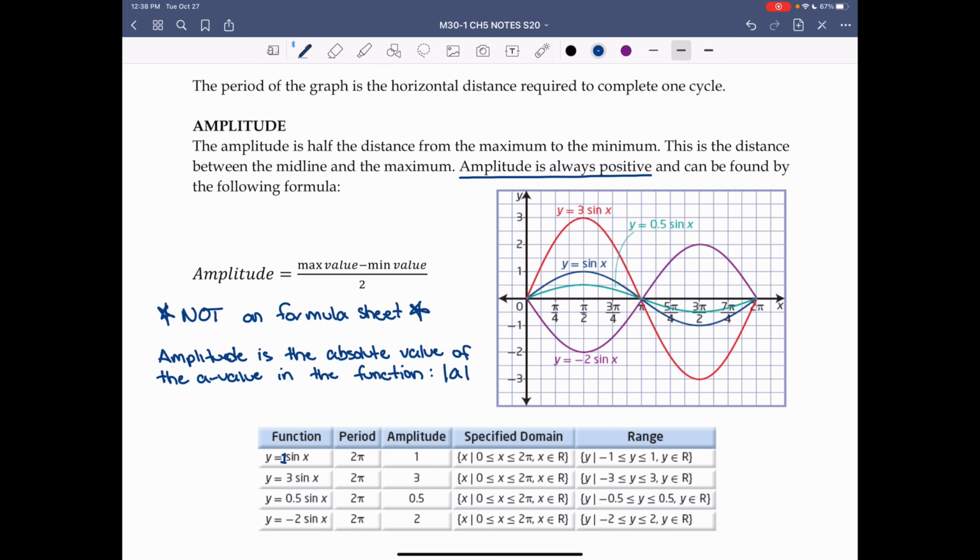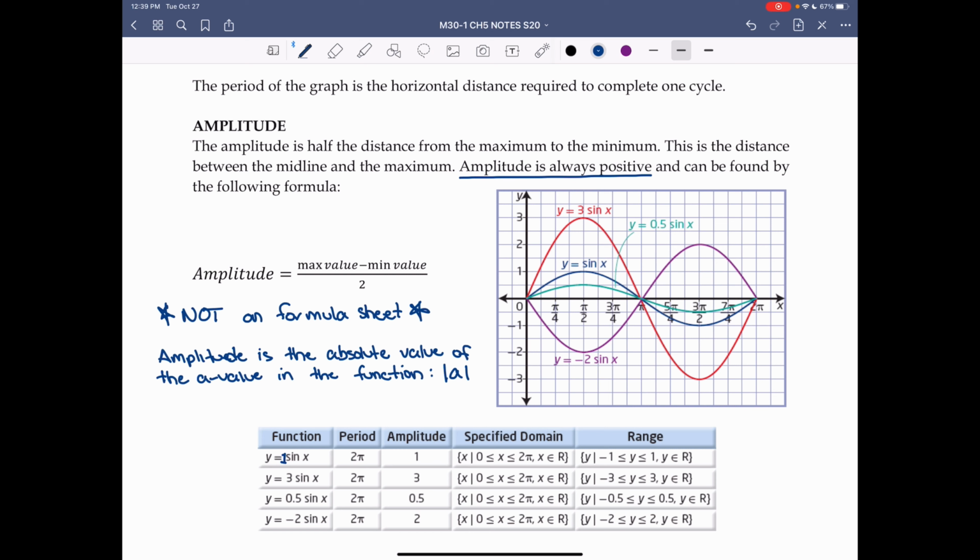Next one, y equals 3 sine x. Our period is still 2 pi. Our amplitude now is 3 because the a value is 3. The specified domain is the same, from 0 to 2 pi. And now notice the range goes from -3 to 3 because our amplitude is 3. So from our midline of y equals 0, we go down 3 to get to the minimum and up 3 to get to the maximum.